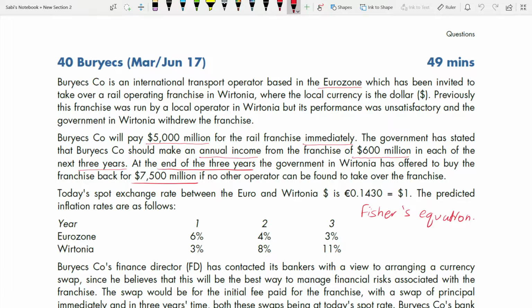So to convert that, you need to find the exchange rate. You can find the exchange rate because you are given the inflation, by using the inflation rate of both the countries. That is known as Fisher's equation.